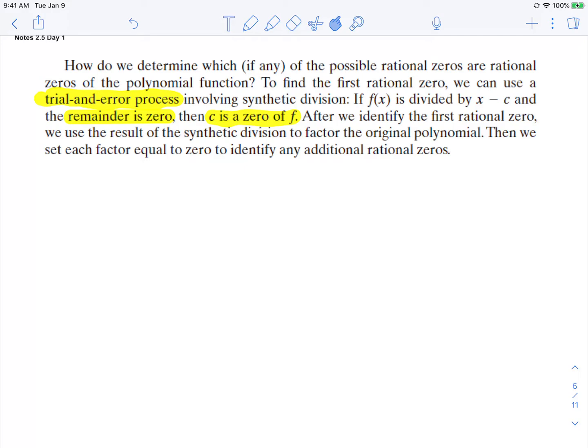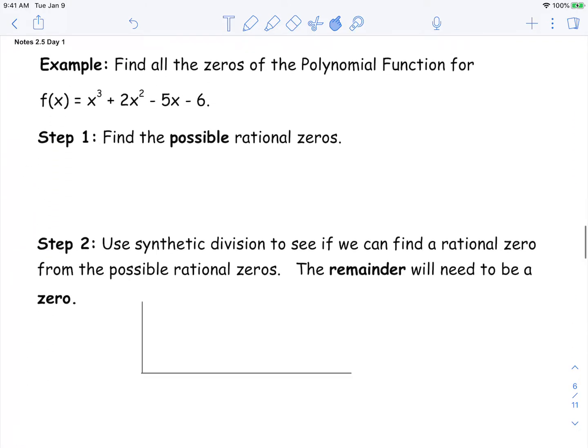All right, in a prior video, we talked about the rational zero theorem and how to find the possible rational zeros. So we're going to be moving on to finding those zeros. What I've highlighted here in the yellow is that once you do the rational zero theorem, it is a trial and error process using synthetic division. And what you're looking for is that remainder to be 0. If that remainder is 0, it is a 0 of the function, and then you can continue with finding the rest of the zeros. So here's what an example would look like.